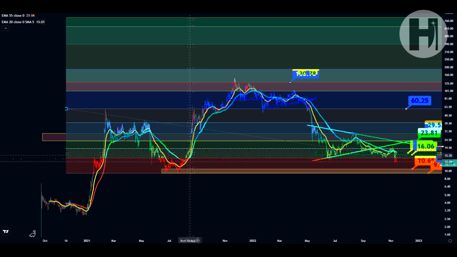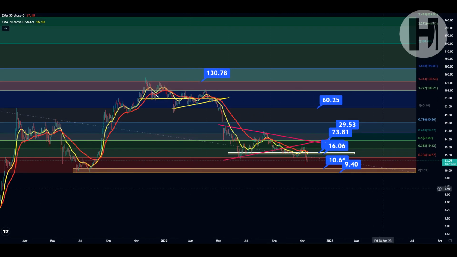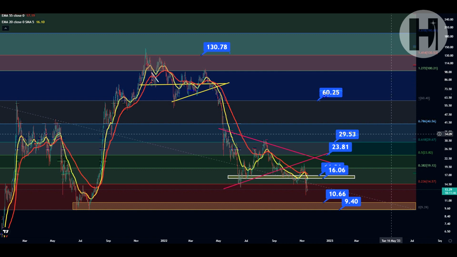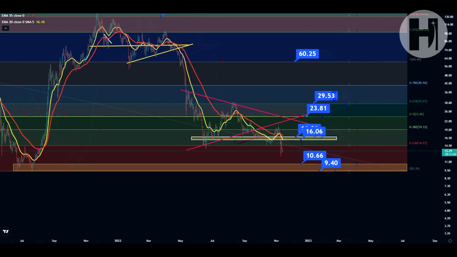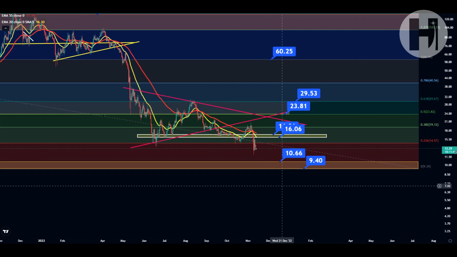So if you don't want to be in this stupid situation, then just don't swing trade at all. If you don't feel comfortable swing trading, if you don't know how to do it properly, never force a trade.